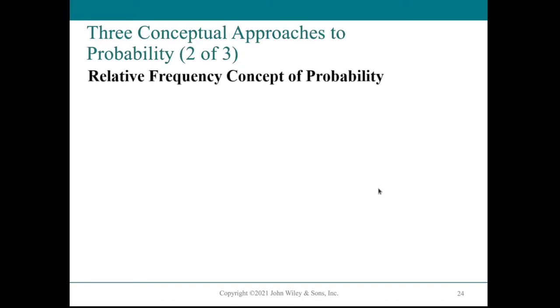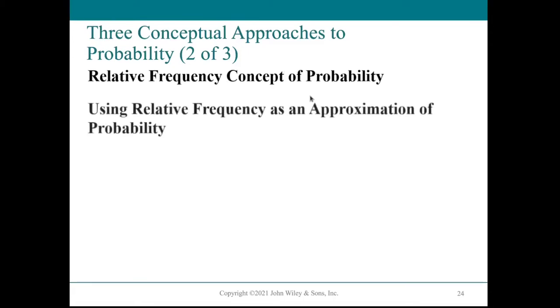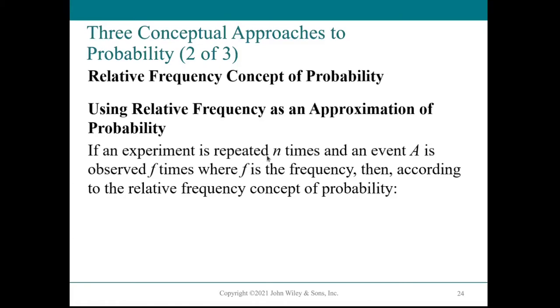So another concept or approach to probability is the relative frequency concept. So using relative frequency to approximate a probability. This happens when you do an experiment, you repeat an experiment a number of times, so n number of times, and a certain event A is observed f times. So that's the frequency that the event happens when you repeat the experiment. So that's your relative frequency. This is basically how often you get that particular outcome when you repeat the experiment.